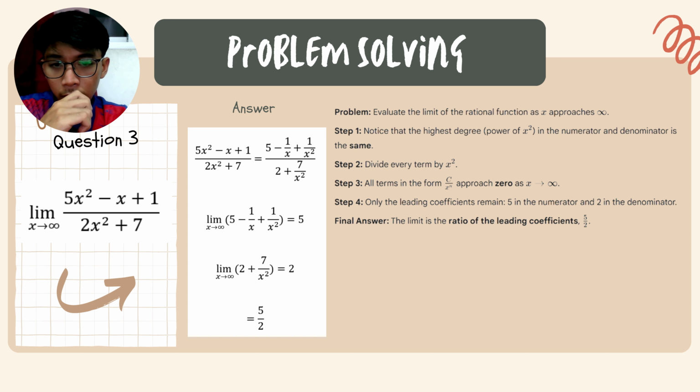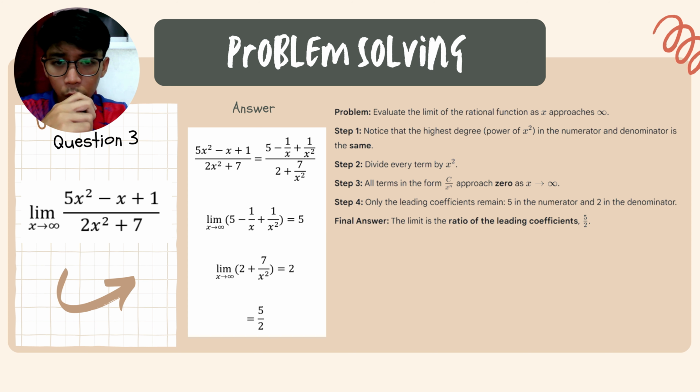Next, we divide every term in the function by the highest power, which is x squared. This helps simplify the expression so we can see which terms matter as x becomes very large. Next, we go to step 3.